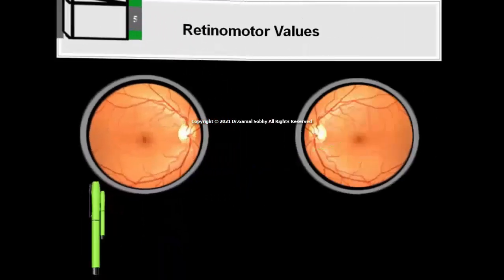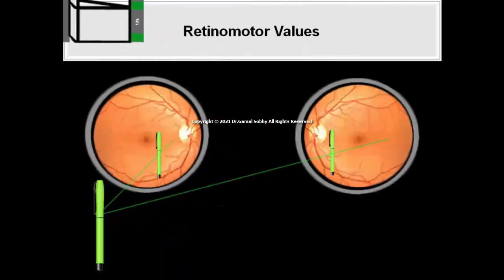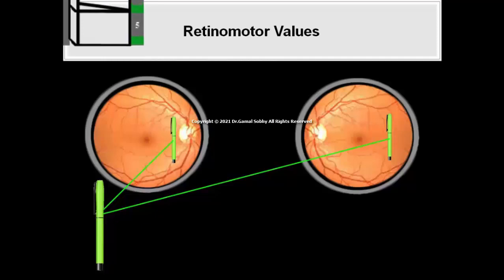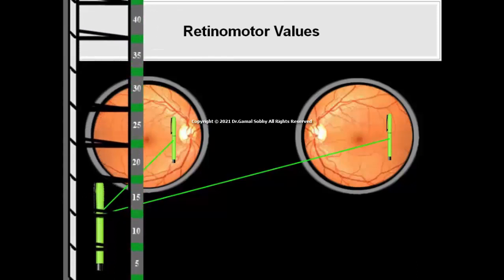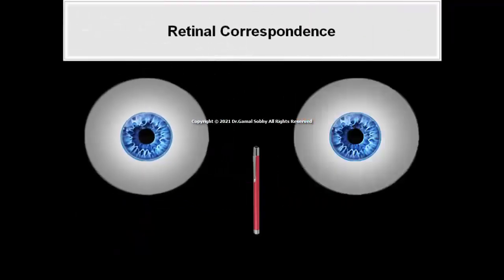Each retinal element has a retinomotor value. This retinomotor value of the retinal elements increases from the center toward the periphery. The retinomotor value of the fovea itself is 0. The fovea is the retinomotor center, or the retinomotor 0 point. The retinomotor value makes it possible to measure ocular deviations by means of the prism and cover test.